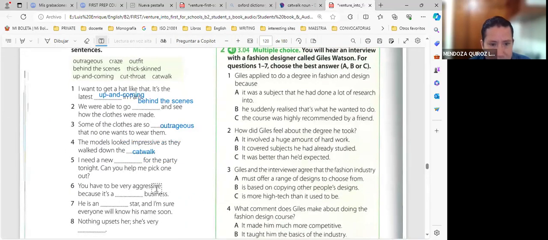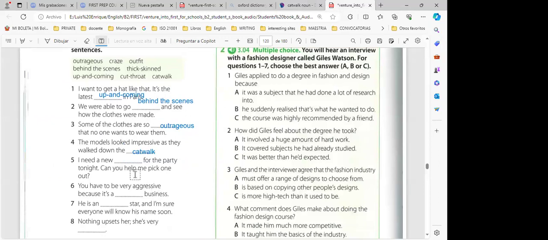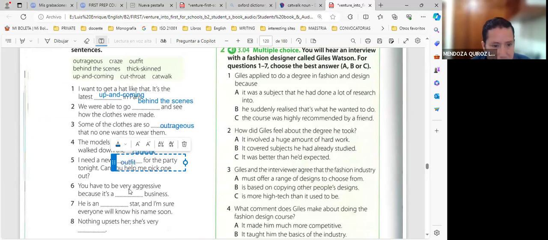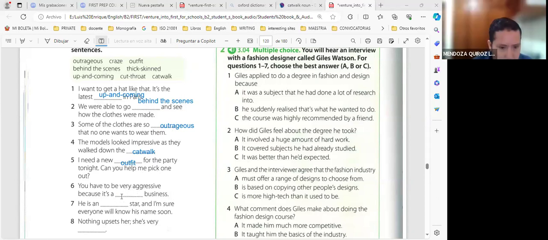Dalma, number 5: I need a new outfit. Perfect. Number 6, Mario: you have to be very aggressive because it's a cutthroat business. Cutthroat, no? Cutthroat business.